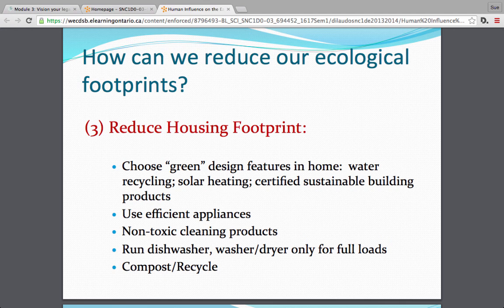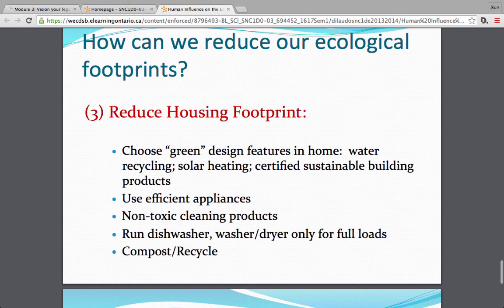And again, most of us recycle. We can also consider composting and saving those waste products as well. So compost, again, is where you save the organic leftover, vegetable peels and banana peels and that sort of thing, and use them as fertilizer for gardens instead of throwing them in the garbage and having them end up in the landfill. So those are all options for reducing our housing footprint.